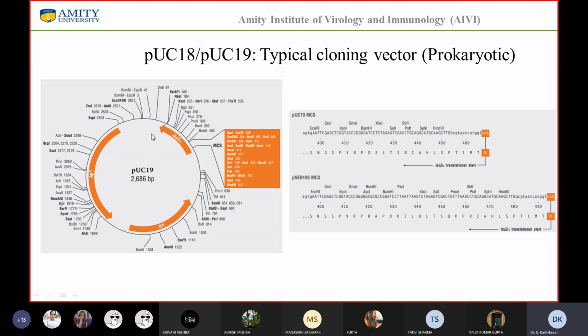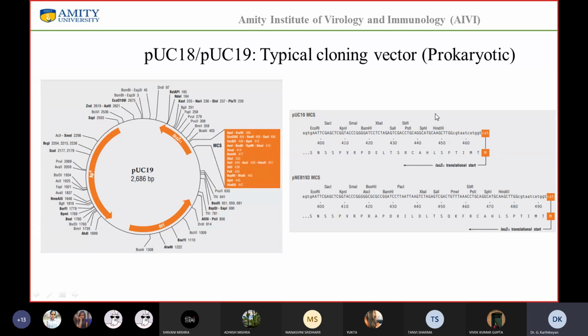And then you have a small region called lacZ alpha. Today's class we are going to focus on what this lacZ alpha fragment does. Within this lacZ alpha fragment, you have what is called the multiple cloning site. Some people call it polylinkers, some people call it multiple cloning site. It is essentially a series of restriction enzyme sites. For example, in this case, the multiple cloning site has sites for EcoRI, SacI, KpnI, SmaI, BamHI, XbaI, SalI, PstI, SphI, HindIII.